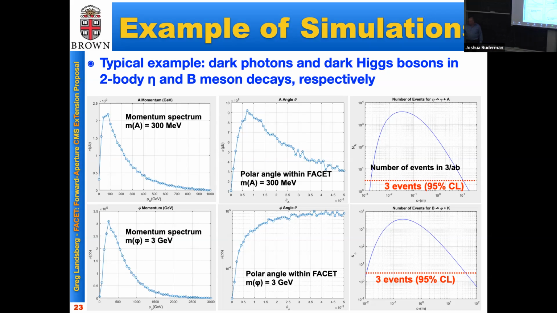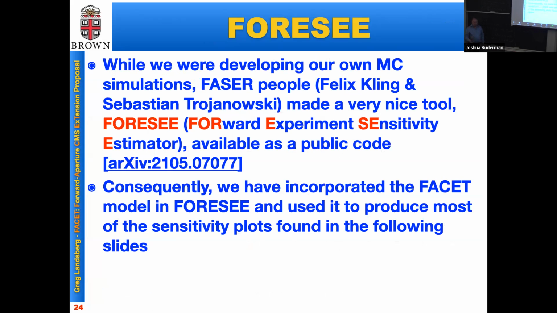So we were working with all this simulation and developing our own simulation, and then Felix Kling and Sebastian Trojanowski made this nice package, which basically was what they were doing for Phaser, and they made it public. It's called FORESEE, Forward Experiment Sensitivity Estimator, and it's available as public code. So we immediately took it and basically incorporated the FACET model in FORESEE.